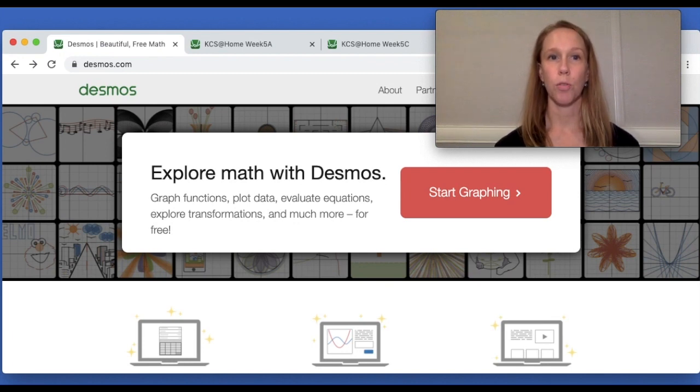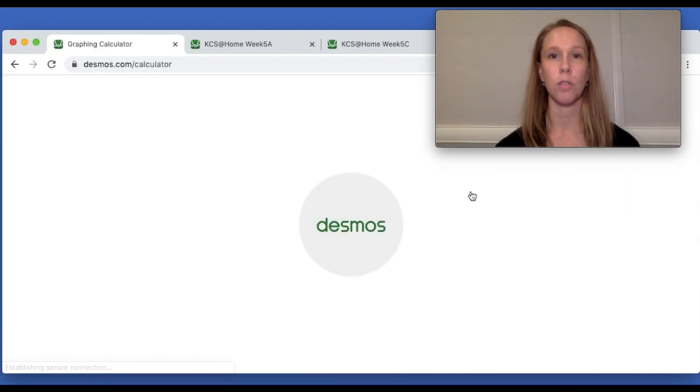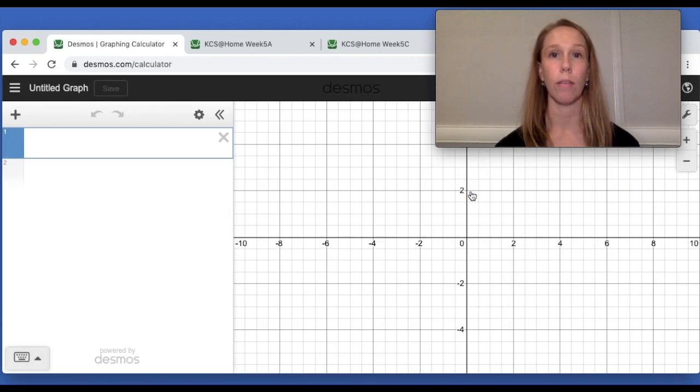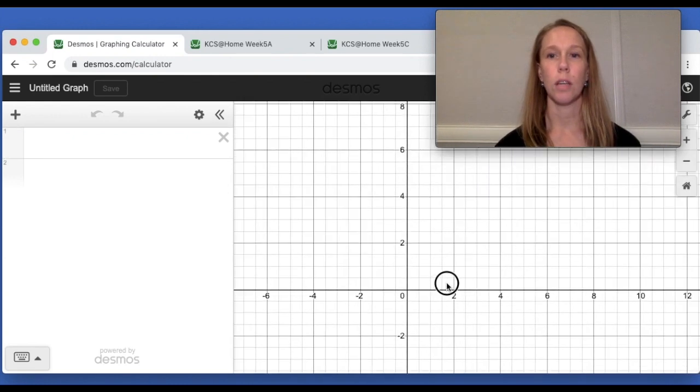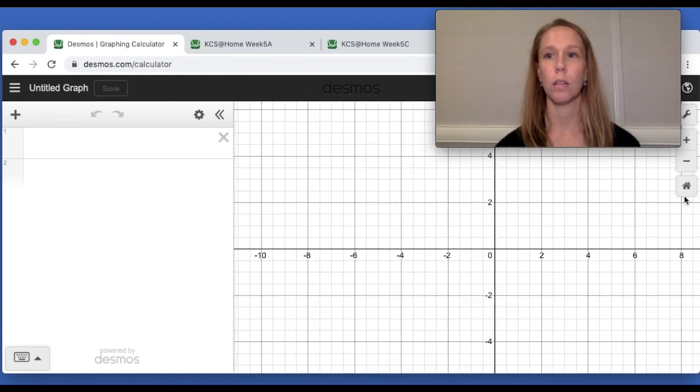So this is what the home screen looks like, desmos.com, and you simply click on Start Graphing. It's essentially an online graphing calculator. And you'll notice here I have my graph. You can pull it around, move it, zoom in and out, etc. This one's untitled because I'm just going to show you how it works. But I can add different things.